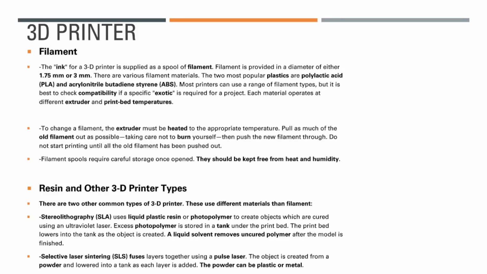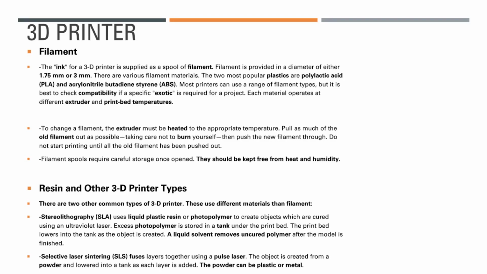Each material operates at different extruder and print bed temperatures. To change filament, the extruder must be heated to the appropriate temperature. Pull as much of the old filament out as possible. Take care not to burn yourself. Then, push the new filament through. Do not start printing until the old filament has been pushed out. Filament spools require careful storage once open. They should be kept free from heat and humidity.